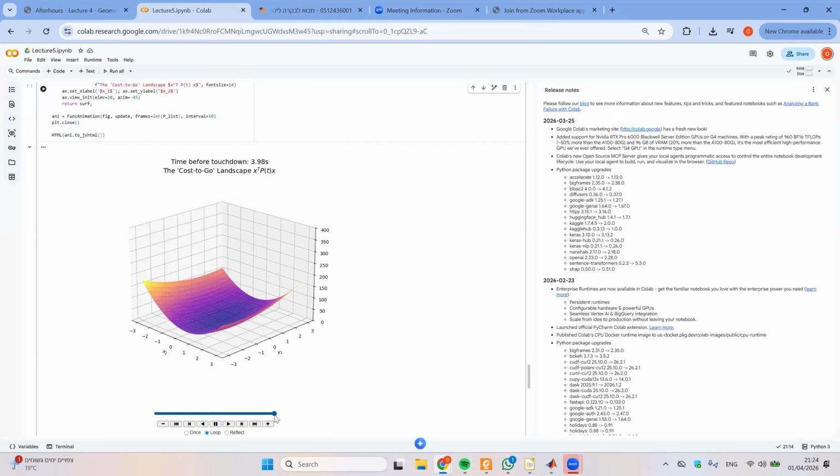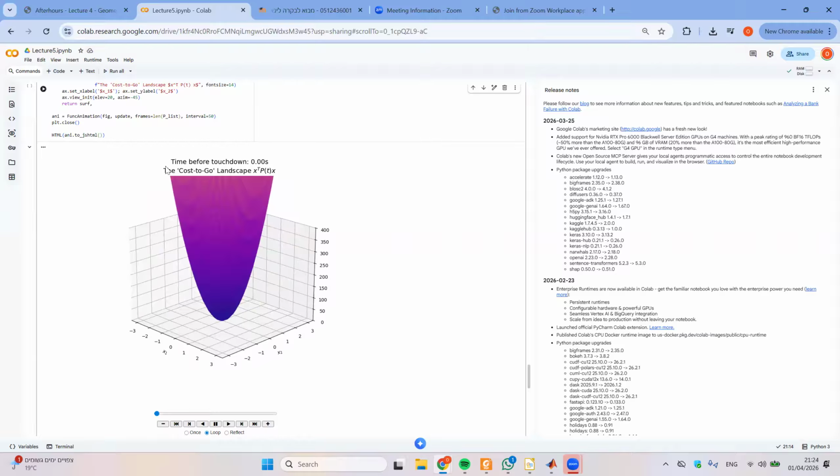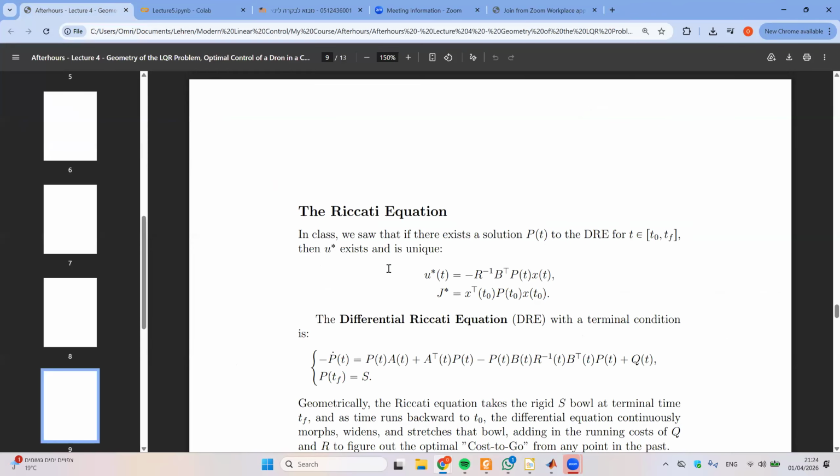Now, as we go along with time, the ball will actually change, transform. It will take into account the fact that we need to use energy and cost to stabilize the system and so on. So it will increase, and eventually it will go and merge with the terminal term.